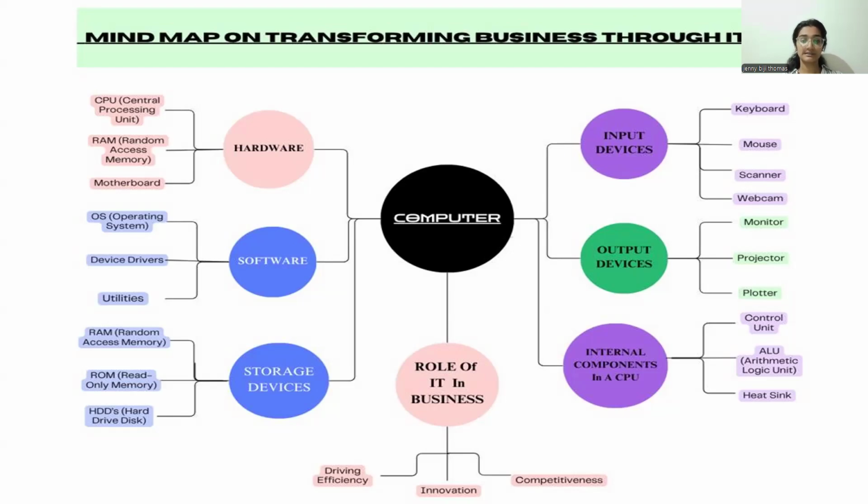Role of IT in business. Information technology has transformed the way business operates today. First point: streamlining operations and improving efficiency like automation, workflow management, data management, enhanced communication, and cost reduction. Second point: driving innovation and growth like new product development, market expansion, data analysis. Third point: maintaining competitiveness. IT provides businesses with a competitive edge by enabling faster service and better products.